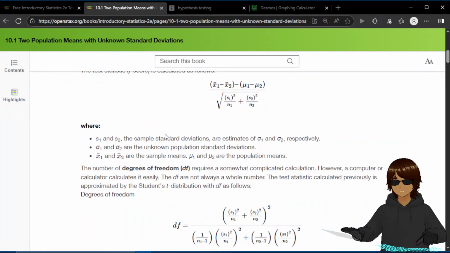S1 and S2, the sample standard deviations, are estimates of sigma 1 and sigma 2 respectively. Sigma 1 and sigma 2 are unknown population standard deviations. X bar 1 and X bar 2 are the sample means. Mu 1 and mu 2 are the population means.